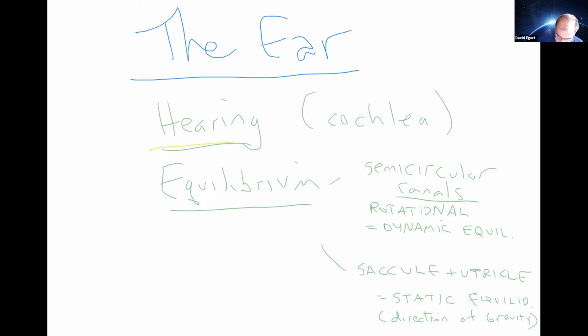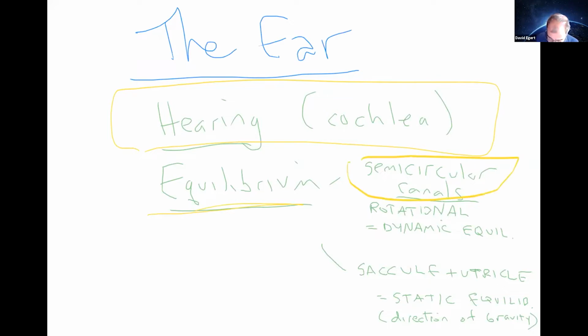So we'll spend time looking at hearing proper, converting sound into electrical signals. But we're also going to be looking at these equilibrium senses, which are also part of the inner ear: the semicircular canals, which convert this rotation of your head into electrical signals for your brain, and the saccule and the utricle, which convert the direction of gravity with respect to your head into an electrical signal for your brain.